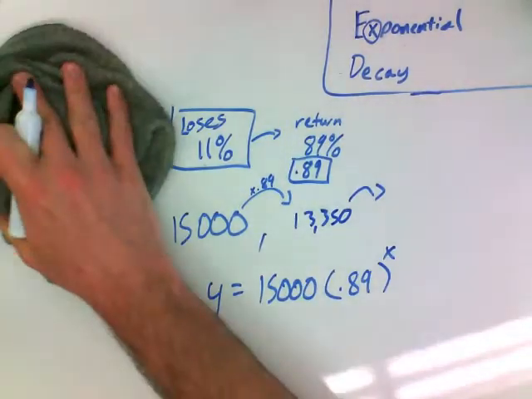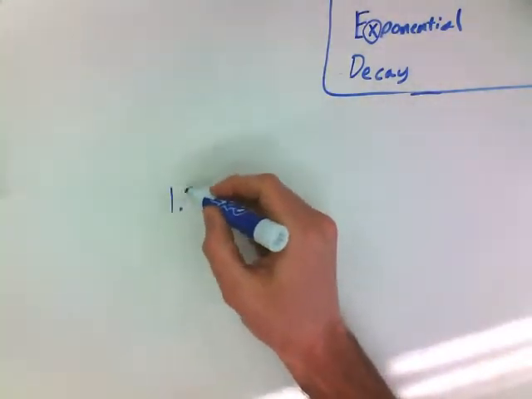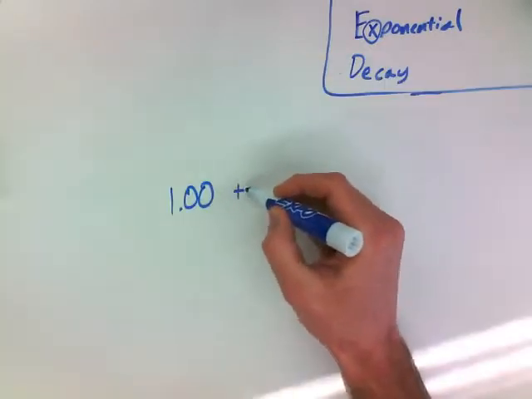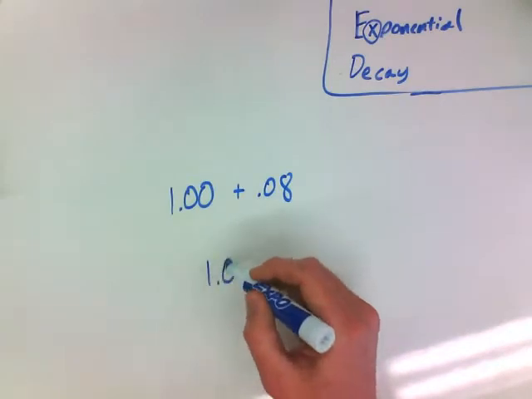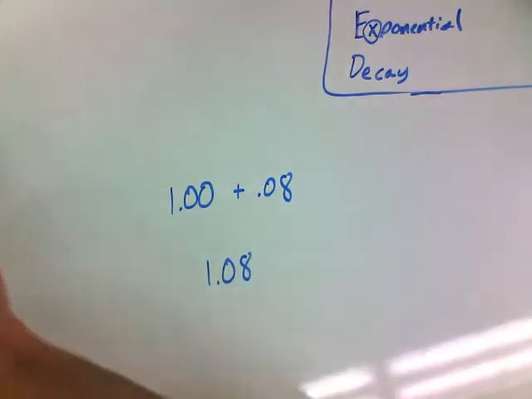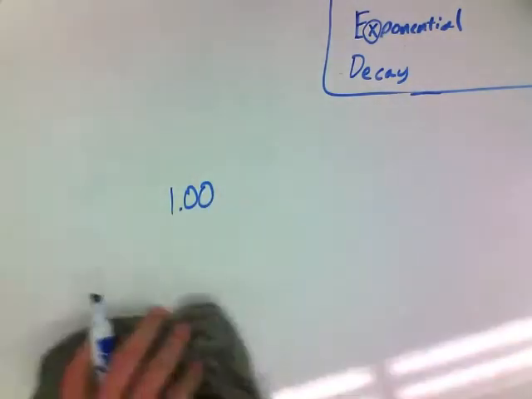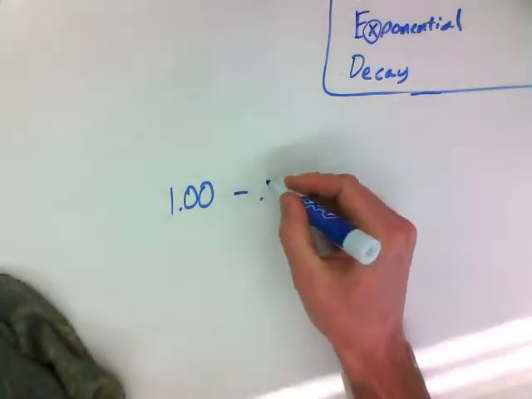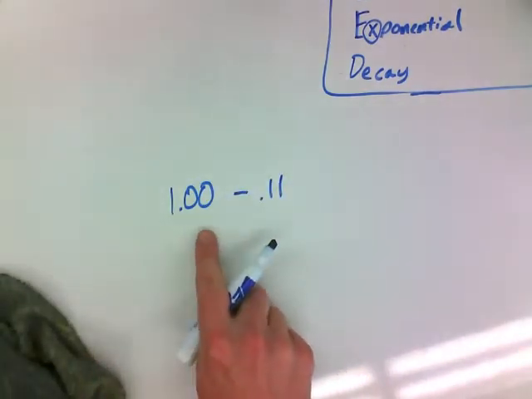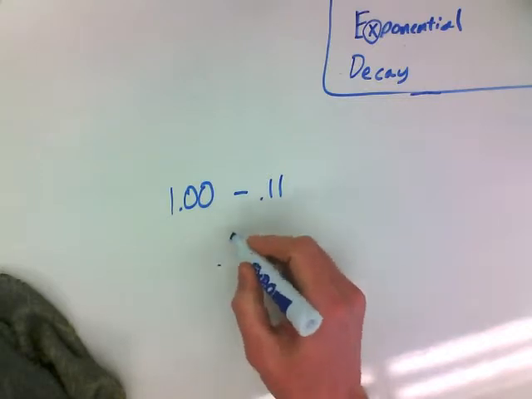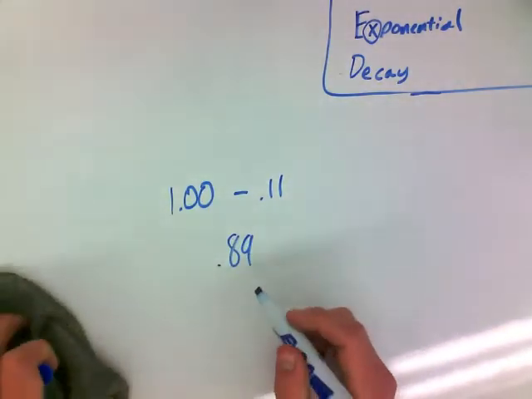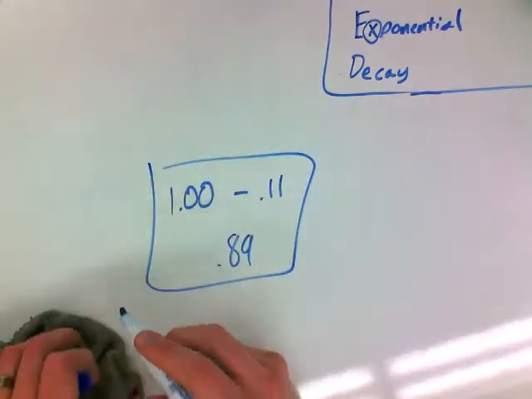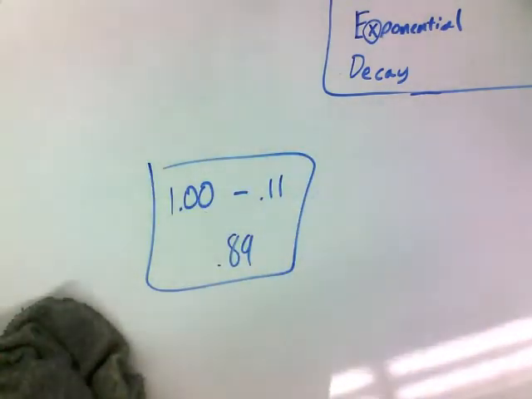If you need a more formalized way of doing that, remember in exponential growth how we said, well, we get 100% of it, and we gain 8% each year, so that's why gaining 8% looks like this. Well, the same thing holds true. We're losing 11%. Well, that's minus 0.11. Well, guess what 1.00 minus 0.11 is? Well, 0.89. Right? So with these exponential situations, that's how you can find the number you need to multiply by.